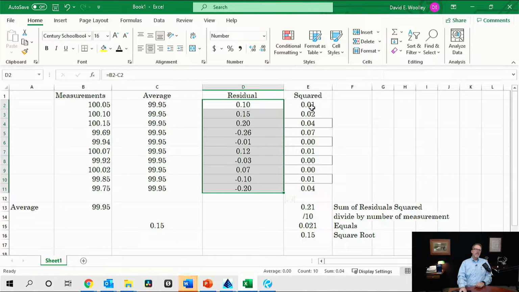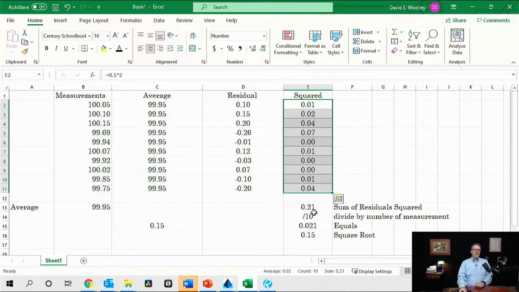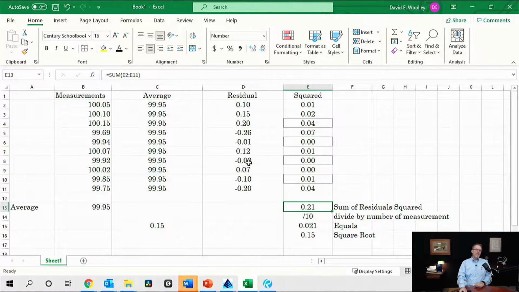And some are plus and some are minus, and that's the residuals of that measurement. Now, the residuals are squared. They lose their positive and negative sign when you square them. And so you have a sum of residuals squared, which is 0.21. You divide that by the number of measurements taken, 10 in this instance, and of course you end up with 0.021. You take the square root of that, and you end up with your standard deviation.